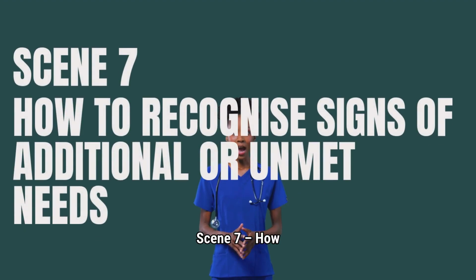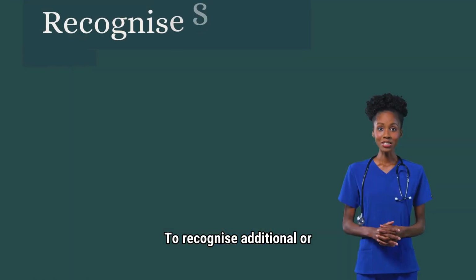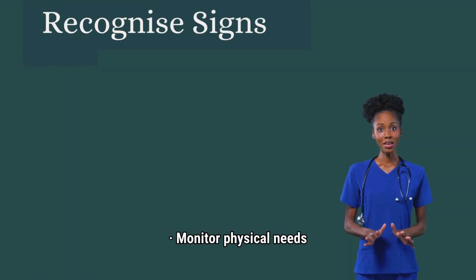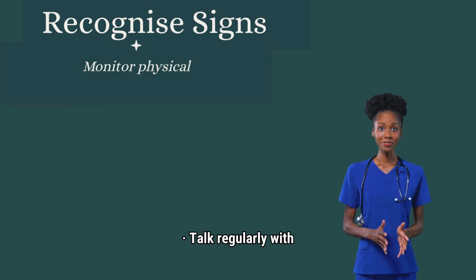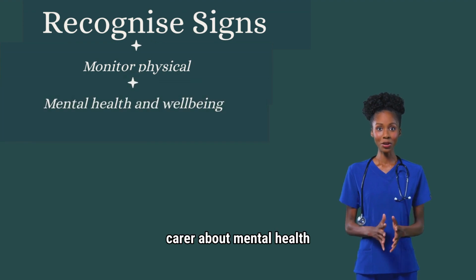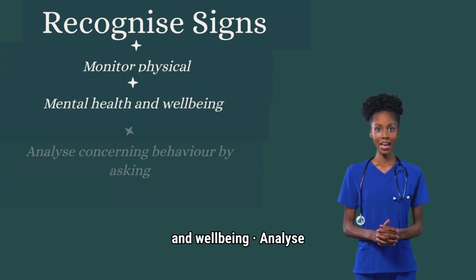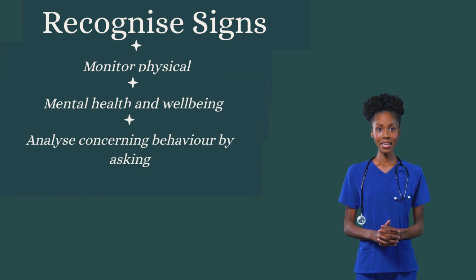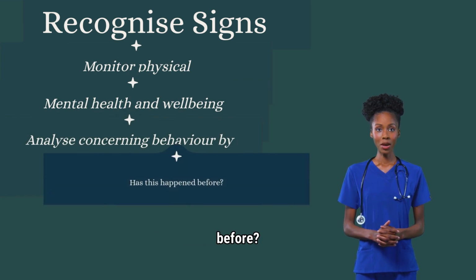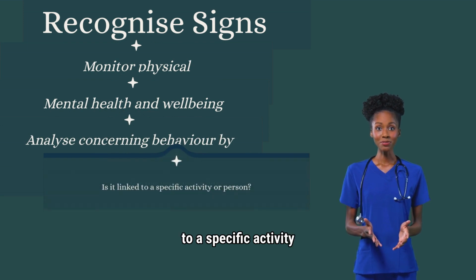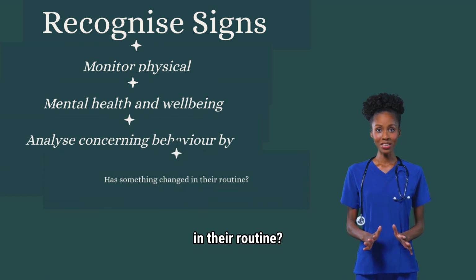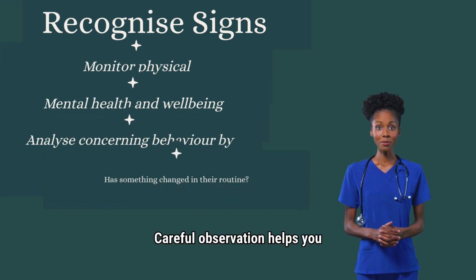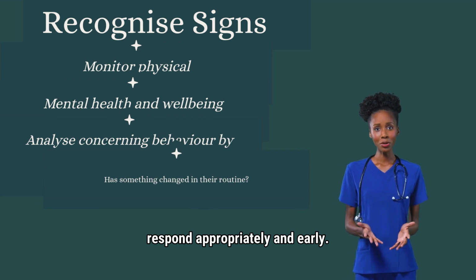Scene 7, How to recognize signs of additional or unmet needs. To recognize additional or unmet needs, you should monitor physical needs such as food, sleep, clothing, and medical care. Talk regularly with the client or their carer about mental health and well-being. Analyze concerning behavior by asking, "Has this happened before? Is it linked to a specific activity or person? Has something changed in their routine?" Careful observation helps you respond appropriately and early.